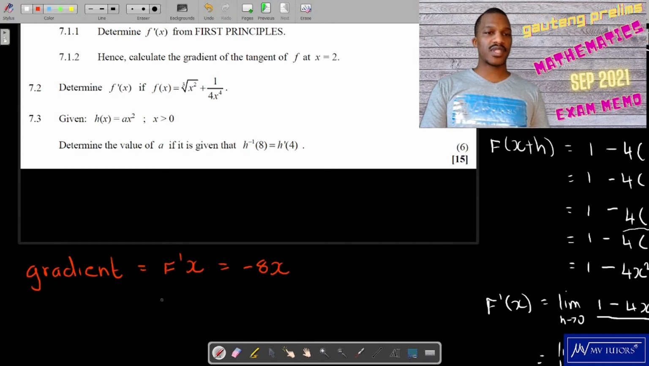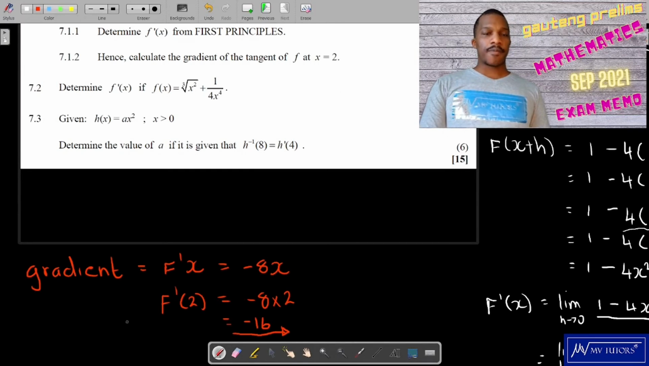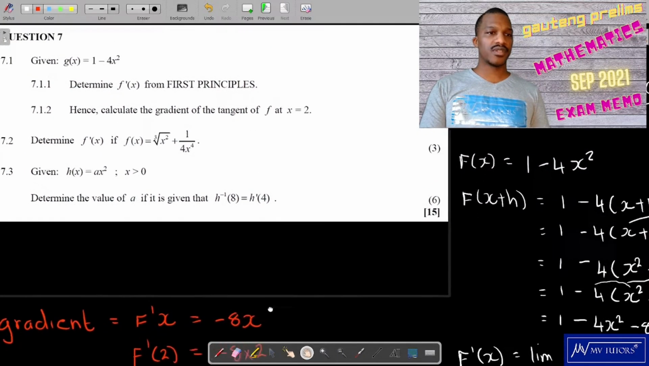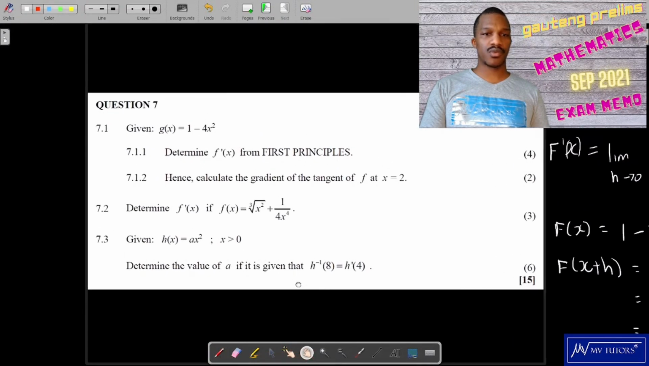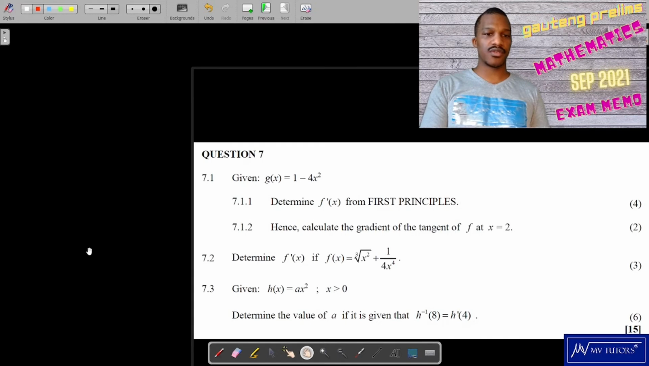So what that means is that at 2, we have to substitute 2 there. So that we'll have minus 8x times 2, where x is 2. So that it's minus 16. So that's the gradient. That's the gradient at that position of x equals 2. Okay, that's it. And then the next question is, if we read it here, 7.2, I just want to bring it this side this time so that I use the space this side.